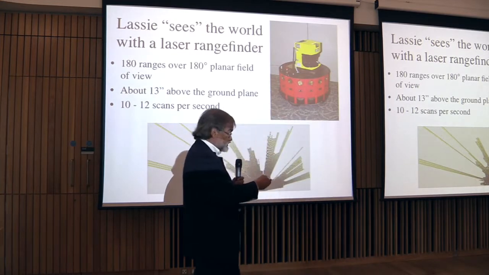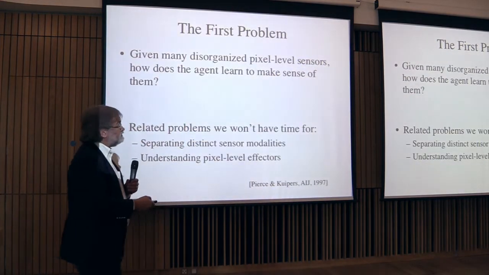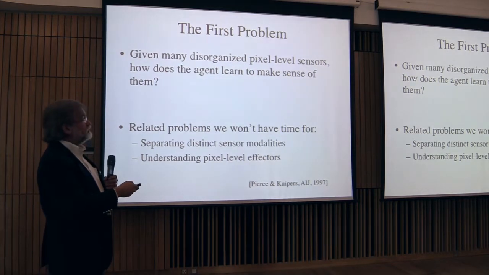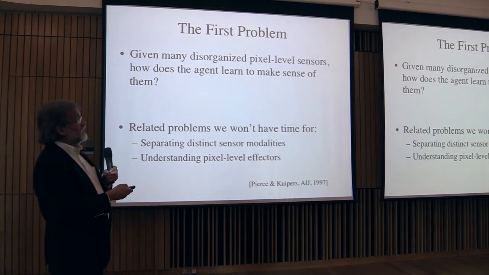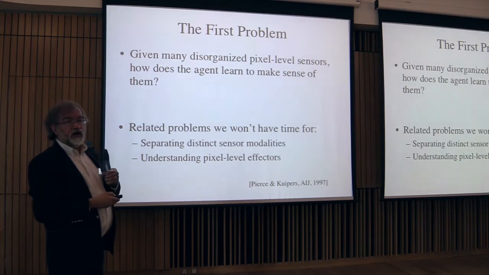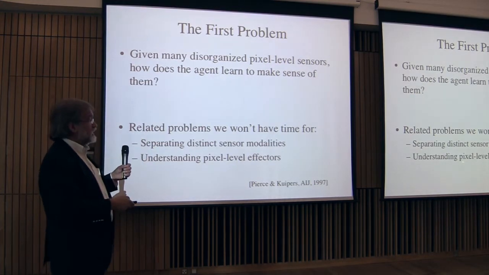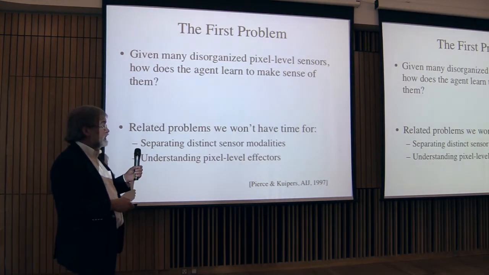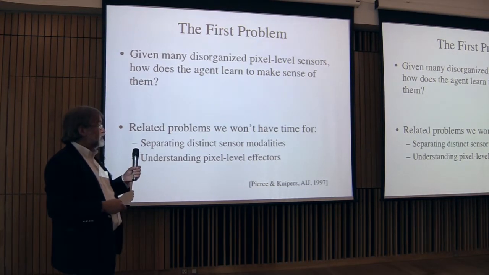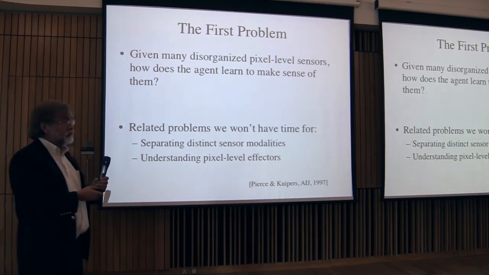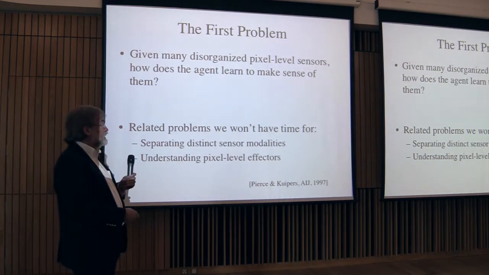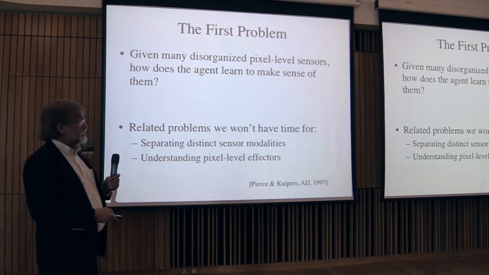So the sensors are all scrambled up. We're going to state the problem as: given a disorganized and uninterpreted set of pixel level sensors, how do you make sense of it? Now, there are several other problems that my student and I worked on, and if you see the paper in the AI journal, it talks about that in detail in his thesis, but we won't talk about that in this talk.